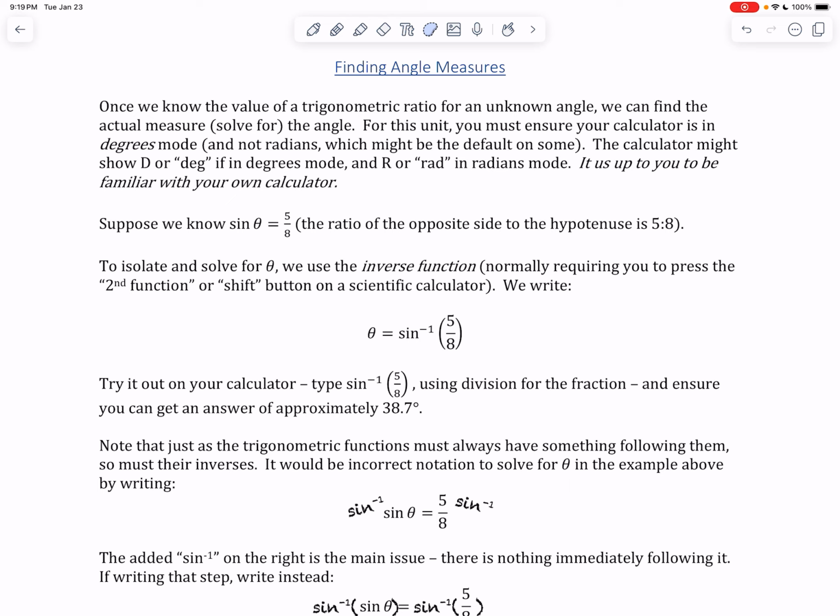In today's lesson, we're going to take all the stuff we did before with finding sine of an angle or cosine or tan, and we're going to use that to actually figure out what the angle is in a triangle.